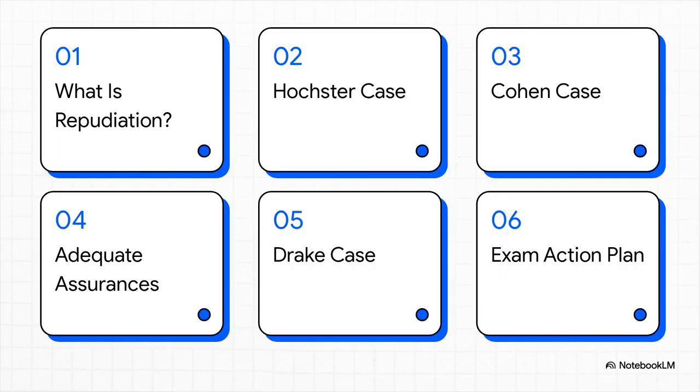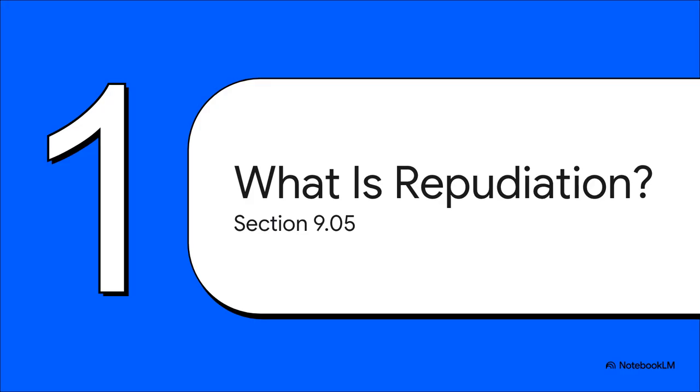Here's our survival guide agenda for today. 1. Defining anticipatory repudiation. 2. The foundational Hochster case. 3. Curable defects in the Cohen case. 4. Adequate assurances. 5. The Dre case malpractice trap. And 6. Your 1L exam action plan. Let's do this.